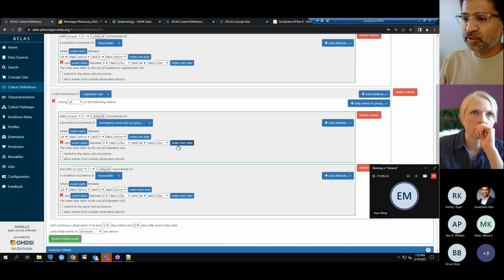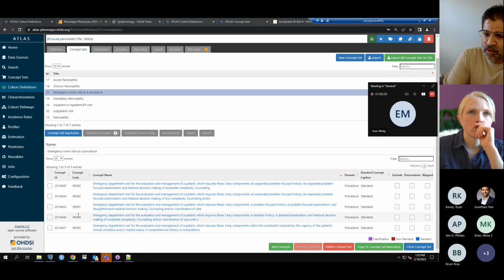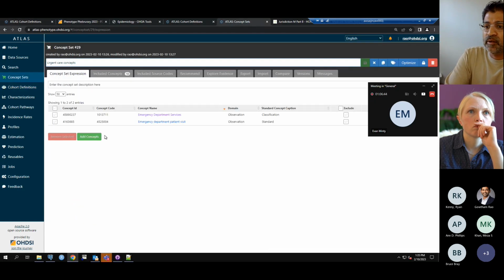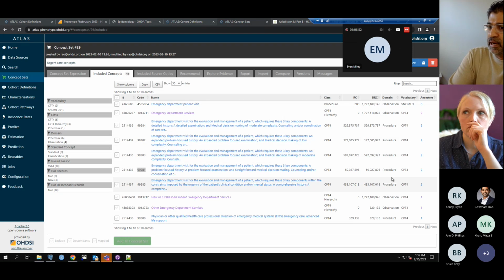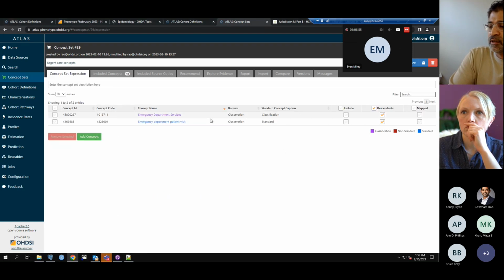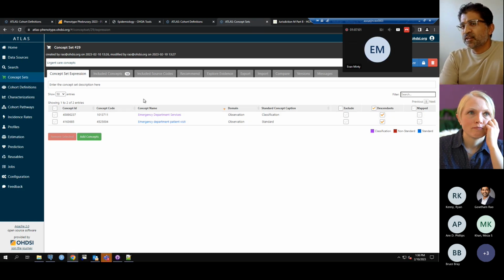Okay, so it was this definition, right? So this is it. Yeah, that's right. Oh yeah, you're right. That's interesting that this is 99281, and here we had 99281 there. Oh, we have that. It is procedure domain, but the concept set expression was observation. Wow. Interesting. Trippy.